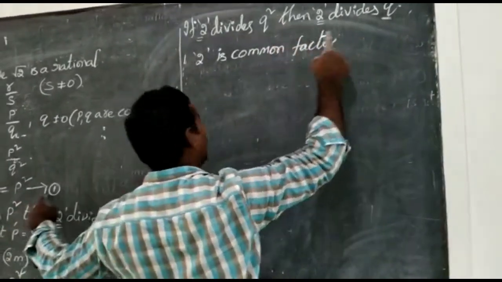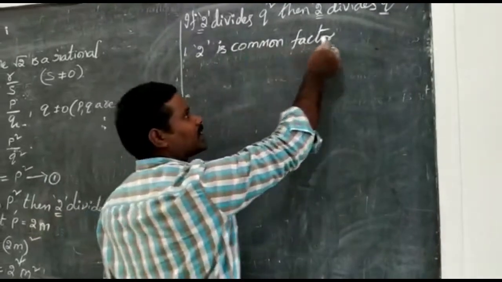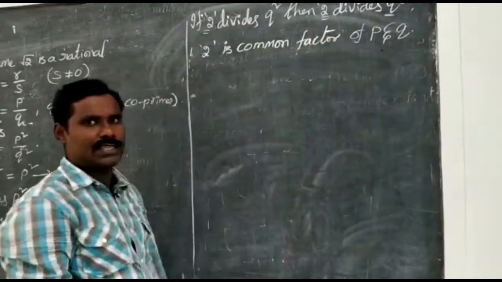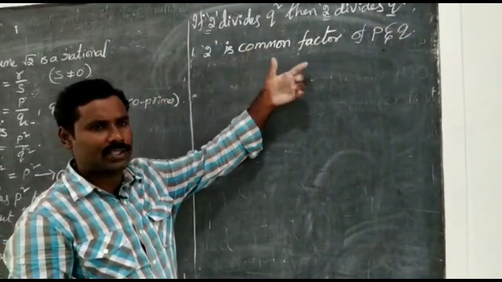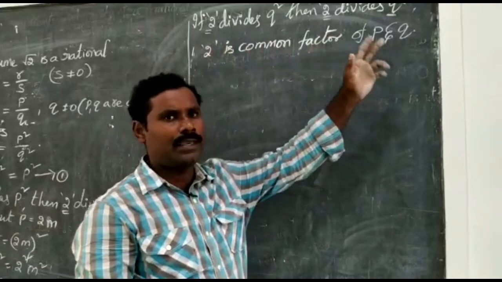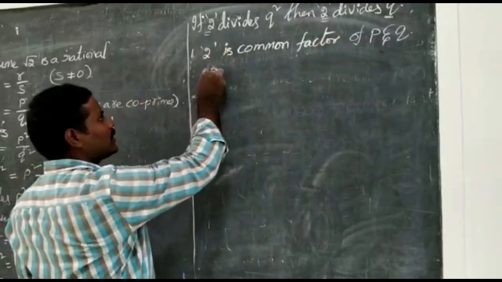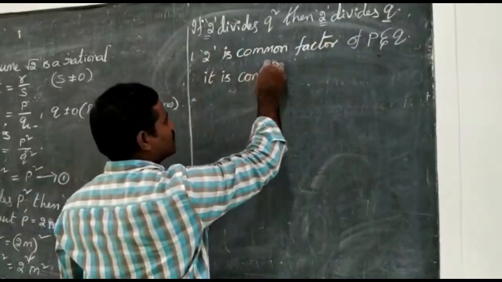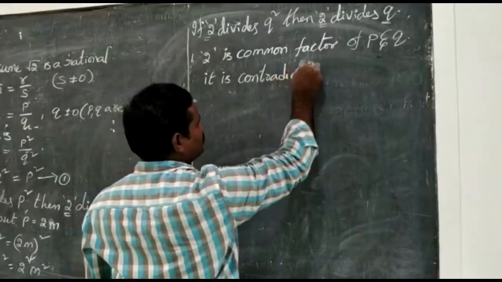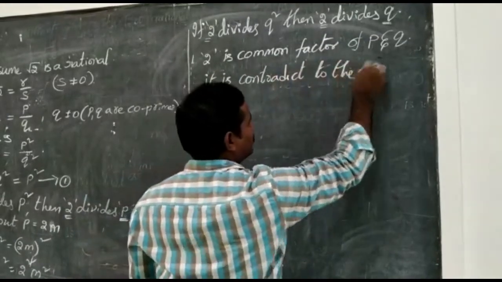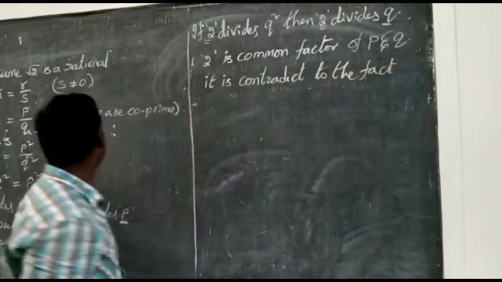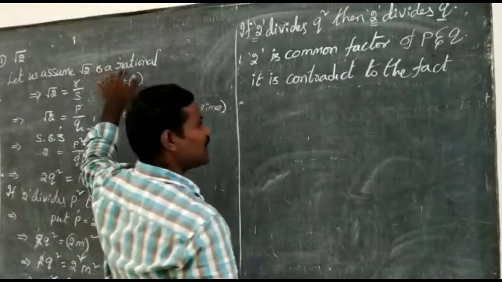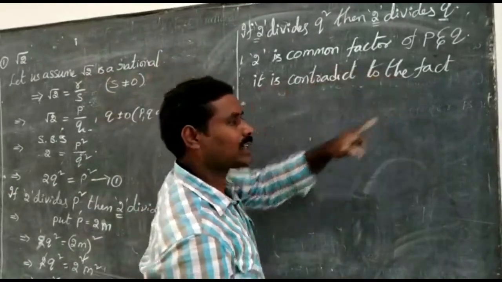2 is dividing p and q, so 2 is the common factor of p as well as q. Therefore, it contradicts the fact. What is the fact? Root 2 is a rational number. It contradicts the fact.